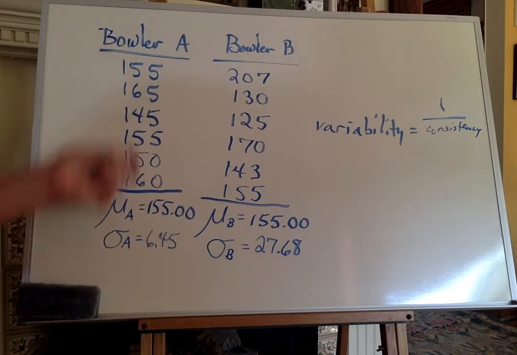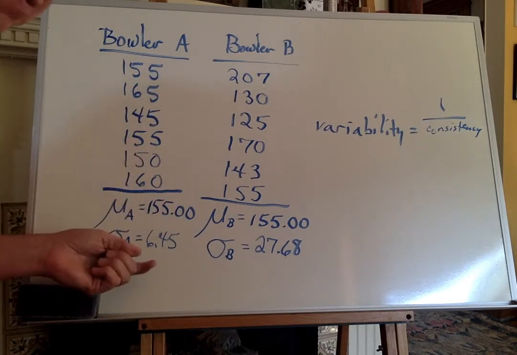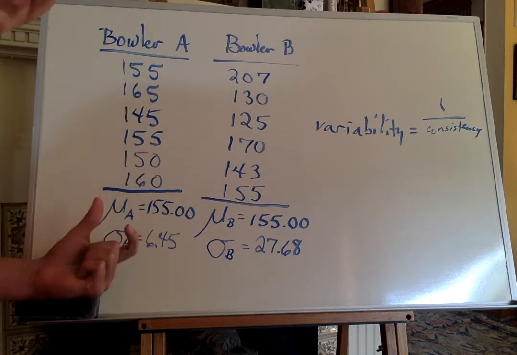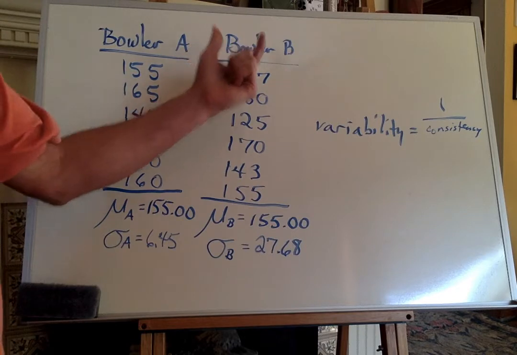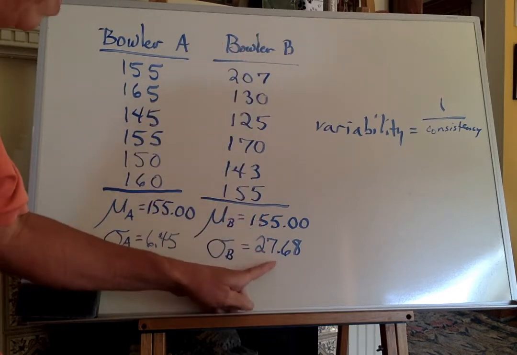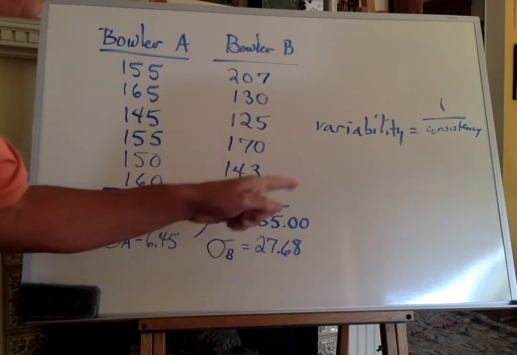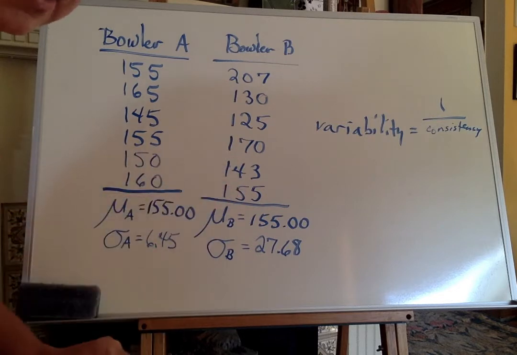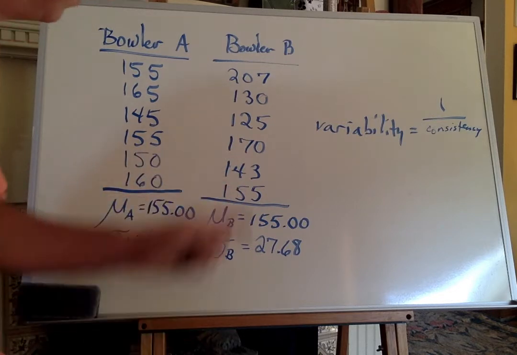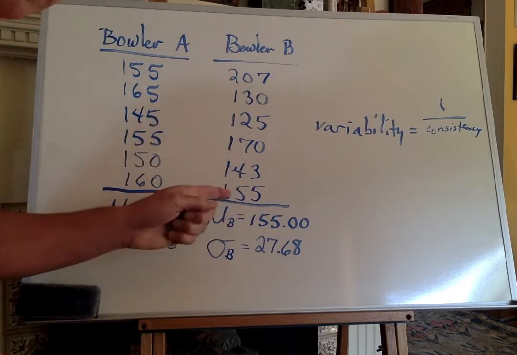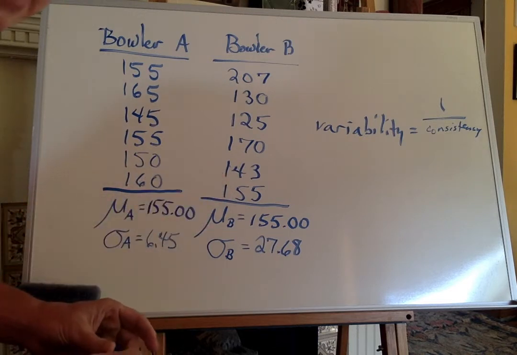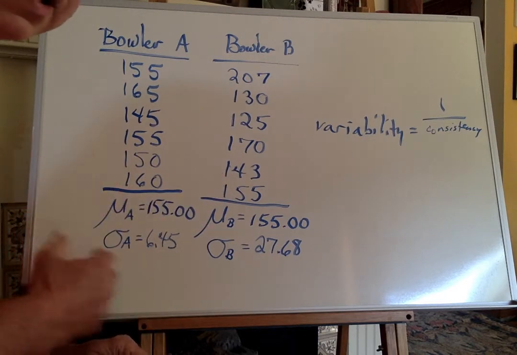And in fact, bowler A is more consistent because bowler A is less variable. Okay? Bowler B, more variable, which means what? If you're more variable, you're far less consistent. Not much consistency here. Okay? So a lot of people would choose bowler A.